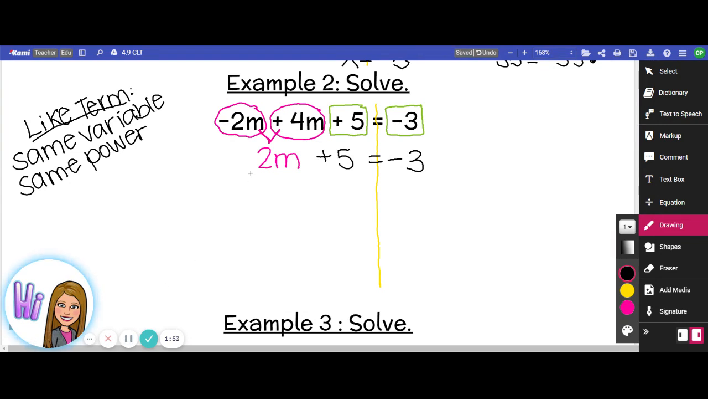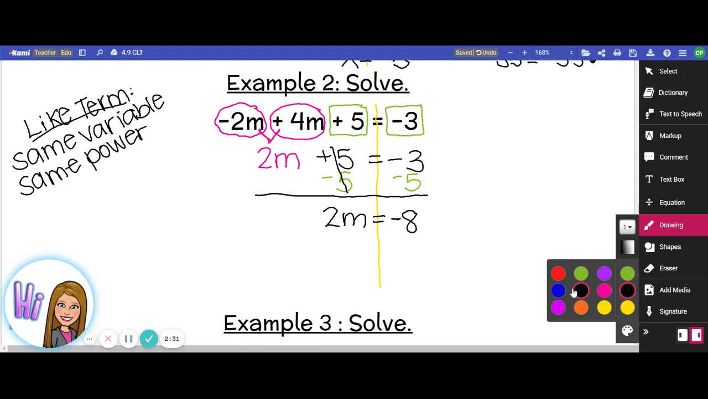And now, because that 5 is not attached to the 2m, I'm going to move the 5 to the other side by doing the inverse operation. So the opposite of plus 5 is to subtract 5, so I'm going to subtract 5 on both sides, which will cancel this out. So I'm going to bring down 2m equals, and now I need to simplify negative 3 minus 5. They're both negative, so I'm going to add 3 plus 5 is 8, and because they're both negative, I'm going to keep it negative.